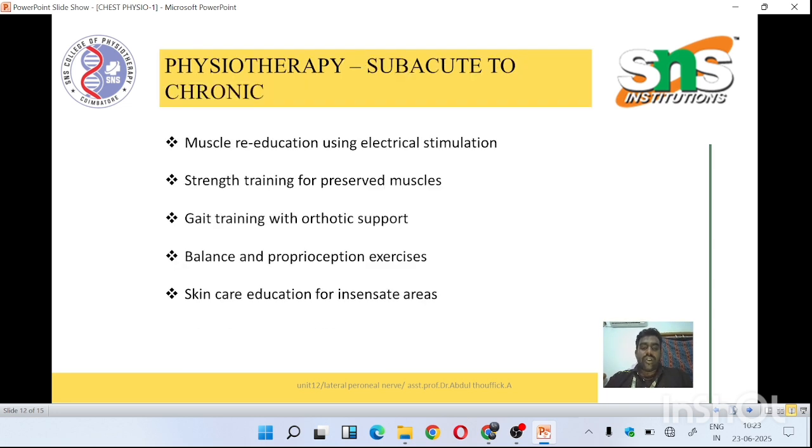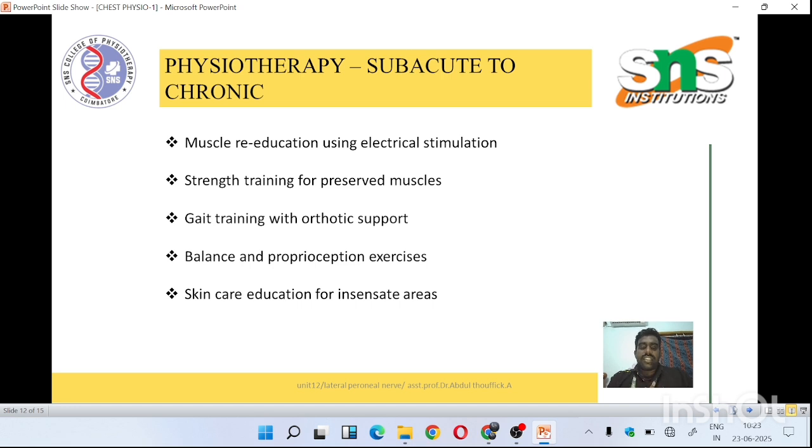What are the subacute and chronic managements? In the later stage, we focus on electrical stimulation for the muscle and re-education, strengthening exercises, strengthening partially innervated muscles, gait training with orthosis, balance and proprioception exercises. Patients may be educated on skin care, especially where there is sensory loss.